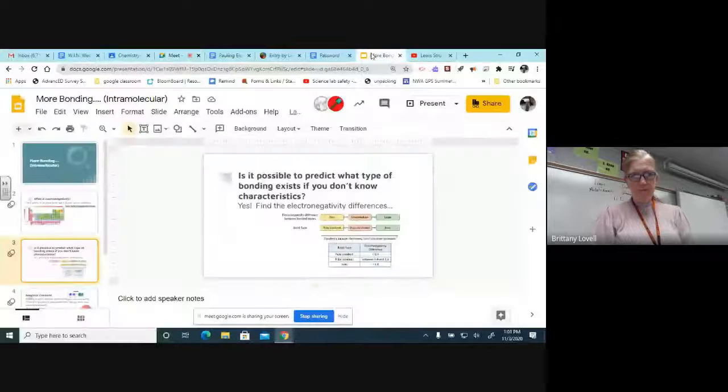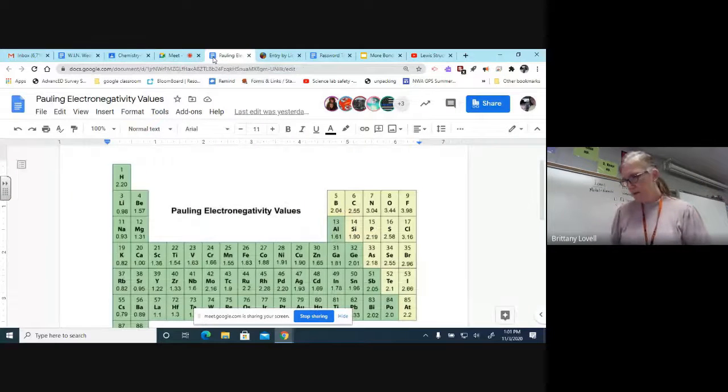So the Pauling scale, and I'm going to present my screen. Let's see if I can get this to work. Share. The Pauling scale is listed. It's on Classroom, and it was also part of the notes from yesterday if you were here. But it's this thing. It's the electronegativity values.